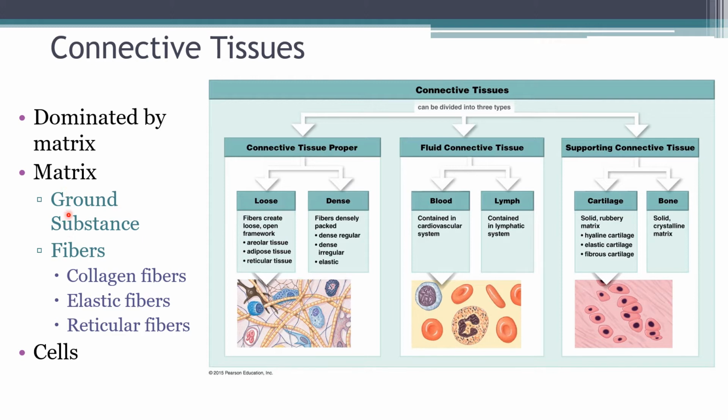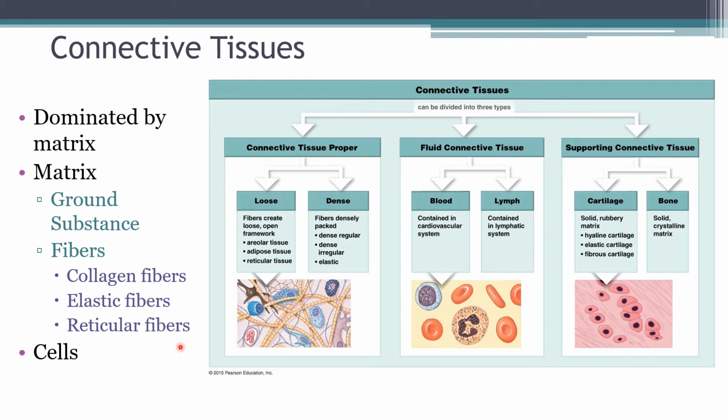So matrix has two basic components, what's called ground substance and then protein fibers. Ground substance is the substance that the fibers and the cells are suspended in. In connective tissues, ground substance can vary really dramatically. In some connective tissues, it's a solid, like in bone. In some, it's a liquid, like in blood. In some, it's a gel-like substance. So ground substance really varies, and it's what the other stuff is suspended in.